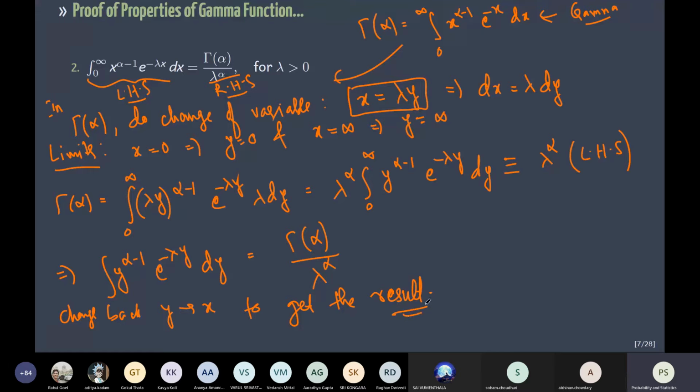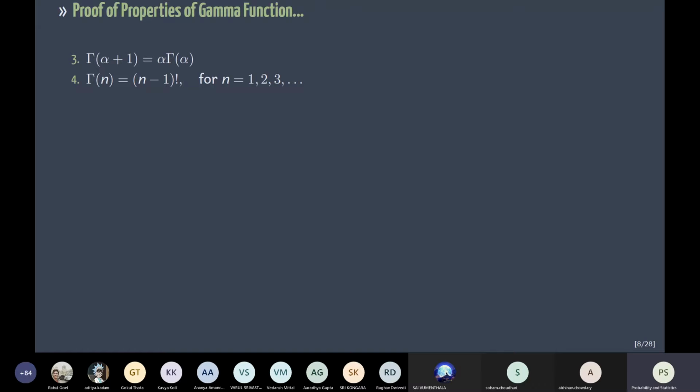Okay, so this was the second property, right? Now let us look at the third and fourth property. So gamma of alpha plus 1 is alpha times gamma alpha, right? We can reuse what we have proved actually. What we have proved in the previous one is, let us write down.